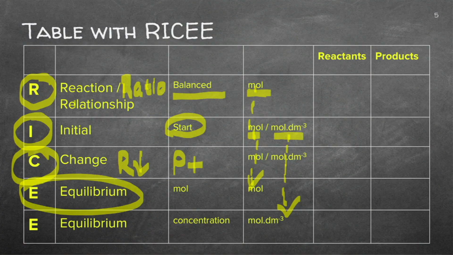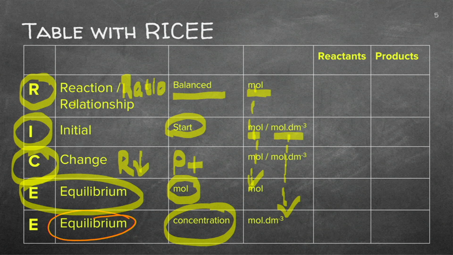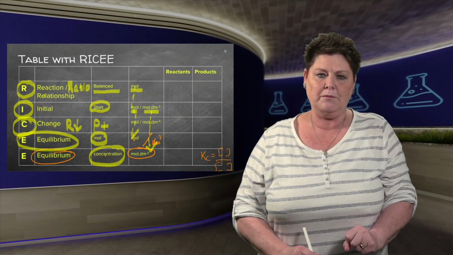What is left at equilibrium? Now, it can either be in mole or it can be in concentration. If it's in mole, guys, you need to get it to concentration because you know the Kc is the concentrations. That's the relationship. So you need to divide the mole that you got there by the volume in cubic decimeter. And I'll show you exactly what I'm going to do now.